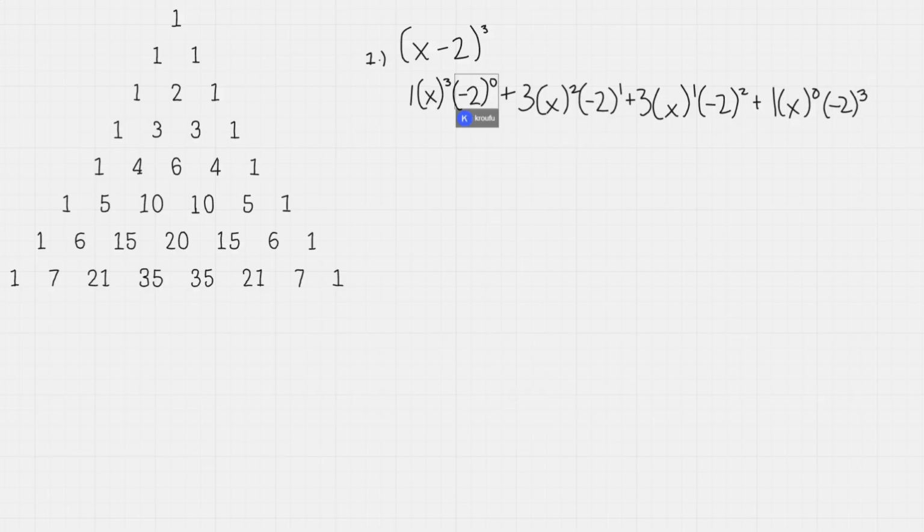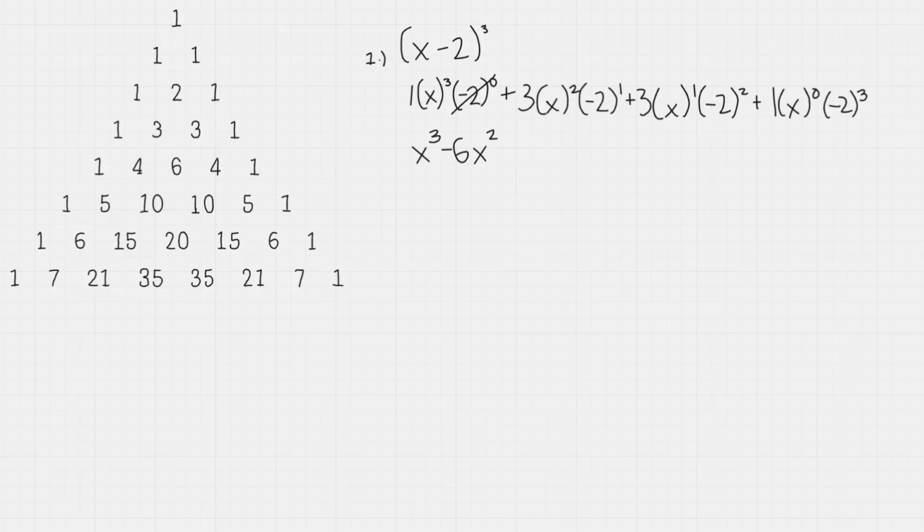So let's try to solve. Negative 2 raised to 0 is 1, so we cancel that. 1 times x is x, and x to the power of 3 will be x cubed, plus this term. 3 times negative 2 will give us negative 6, and x to the power of 2 gives us x squared. So we have negative 6x squared.